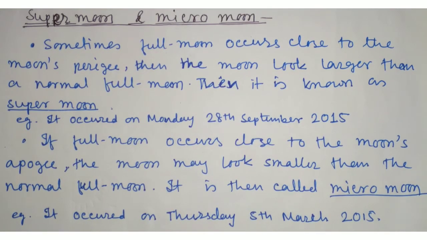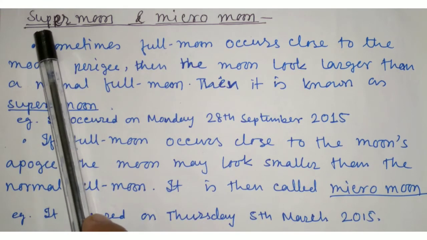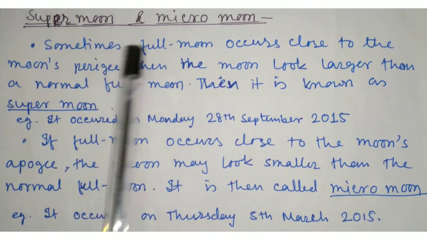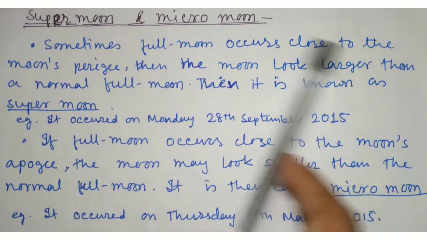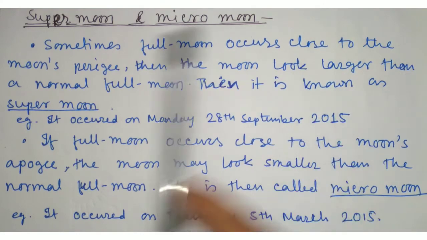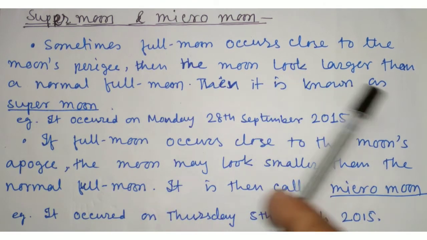There is another question that arises. What is supermoon and micromoon? Sometimes full moon occurs close to the moon's perigee. Then the moon looks larger than the normal full moon. Then it is known as supermoon.